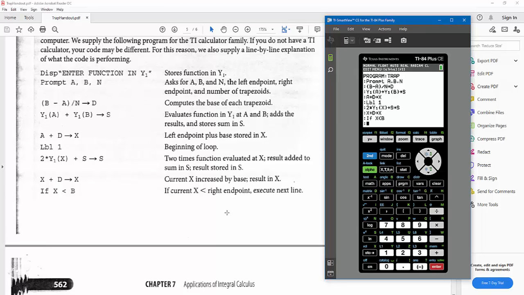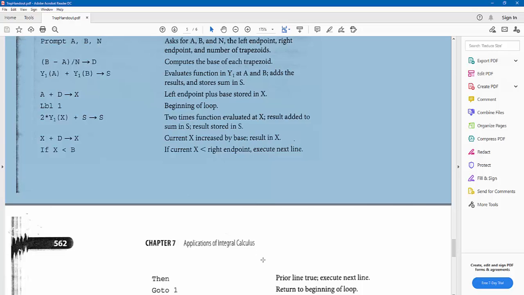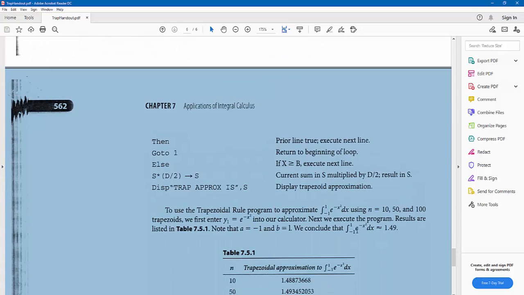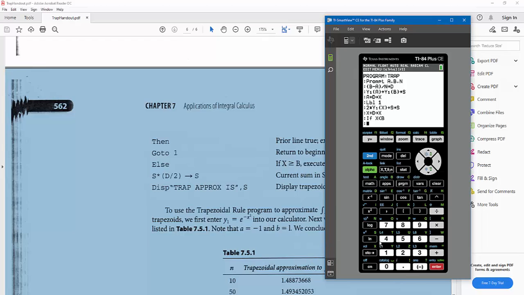new line, and oops, I just wanted to scroll down a little bit. So my next line is then. Then, that's hidden. That's a program command. Once I hit the program button, I see it's number 2. New line, go to 1. So go to, that's another program command. LBL matches up with go to, so it's right there. So go to 1.